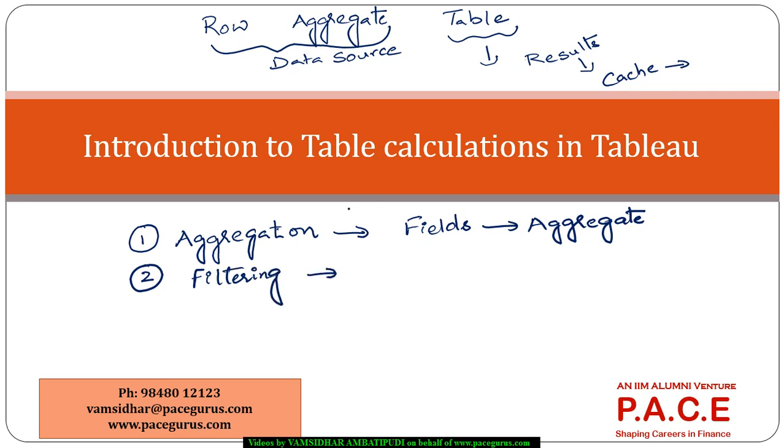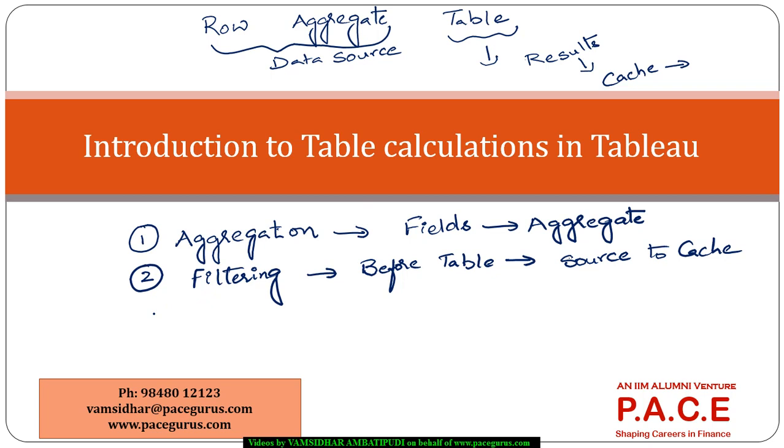Any filter is getting applied before the table calculation. Any filter that I have to apply has to be applied before the table calculation, because the table calculations will be applied only to the data that returns from the source to the cache. So whatever filtering happens, it has to happen before that.